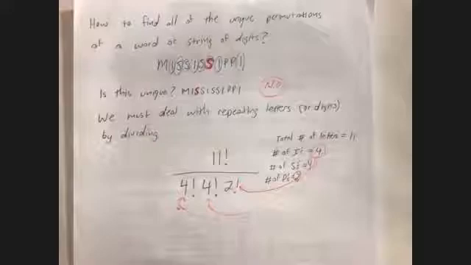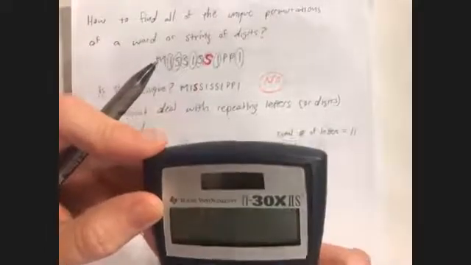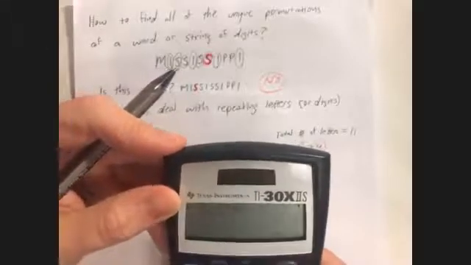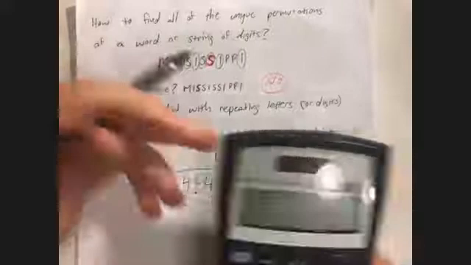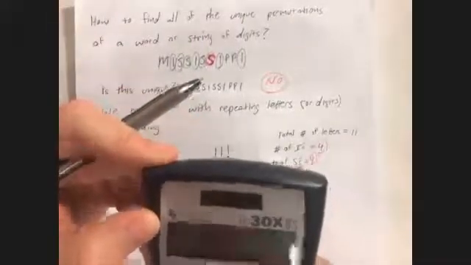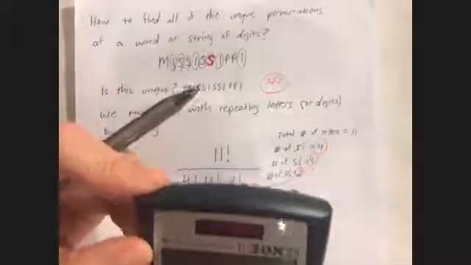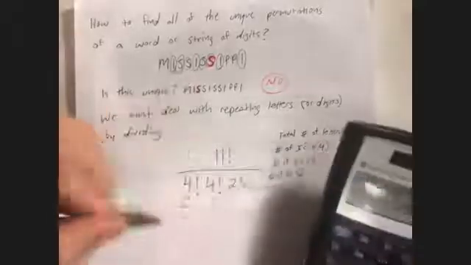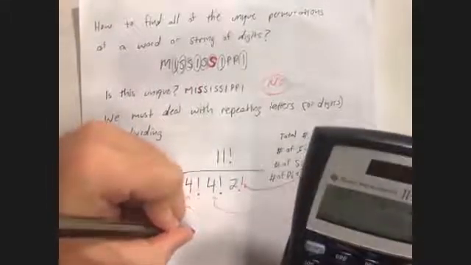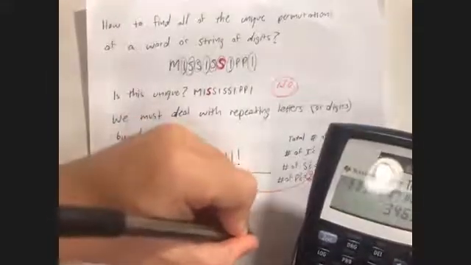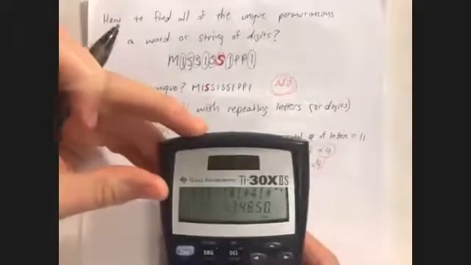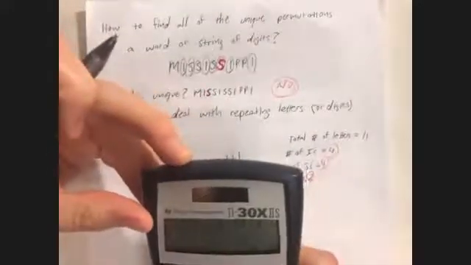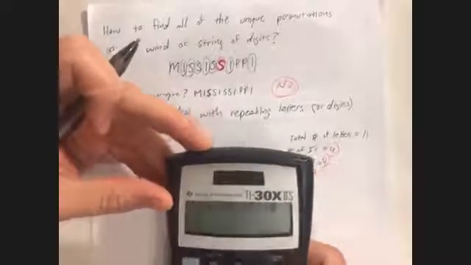11 factorial divided by, I'm going to put some parentheses to tell it to do the bottom. 4 factorial times 4 factorial times 2 factorial. Again, 34650. The 11 factorial divided by, and I put parentheses around everything in the denominator.